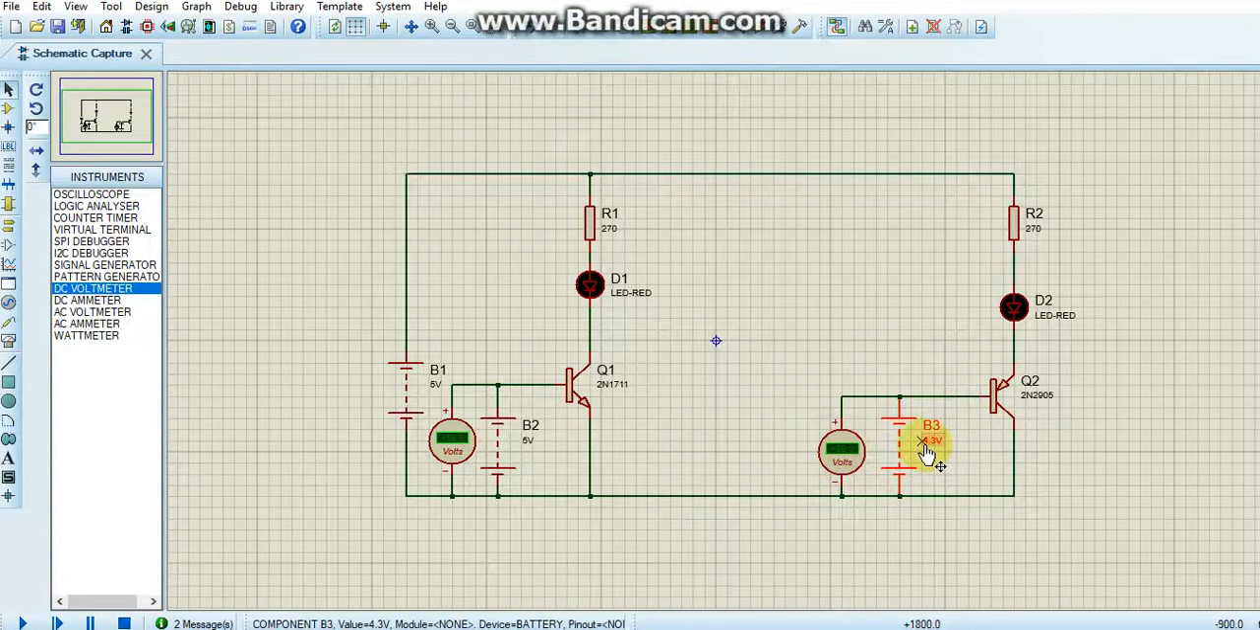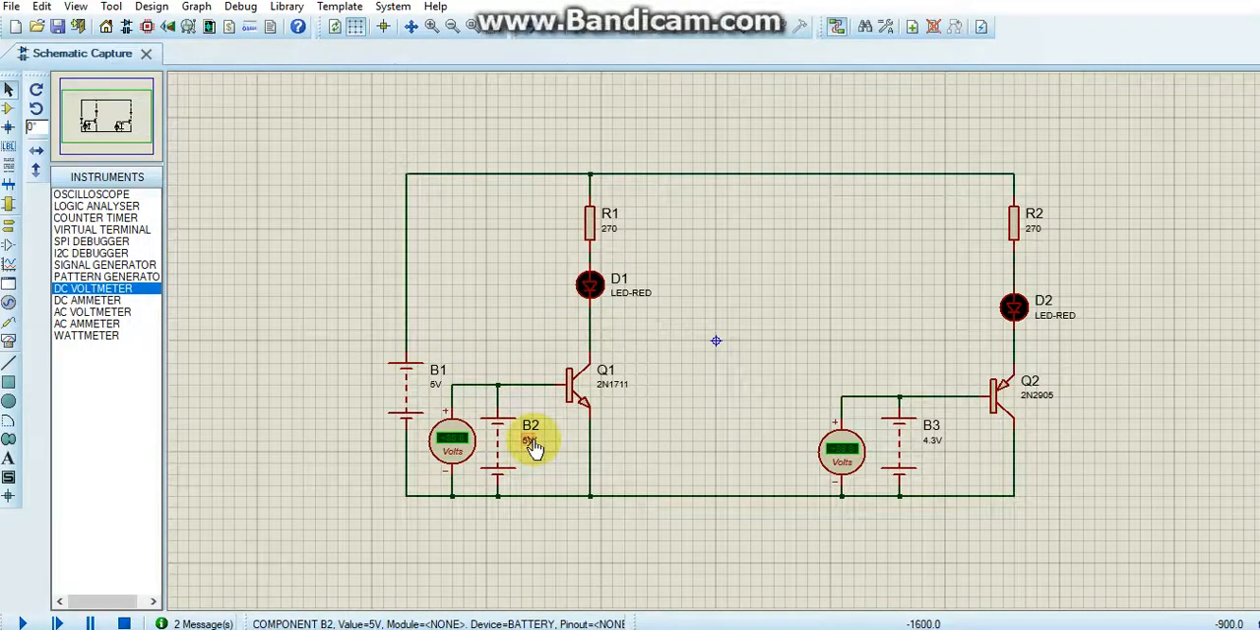So if this one is 4.3 volt and the emitter voltage is 5 volt, that shows it is 0.7 volt. The emitter voltage is 0.7 volt higher than the base voltage. So now we are expecting the transistor to turn on, so the LED will turn on as well and the current will flow through the resistor too.